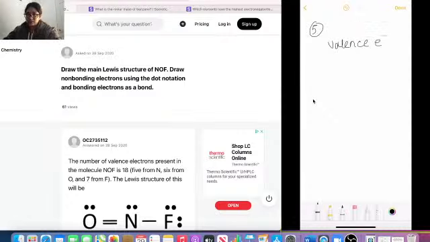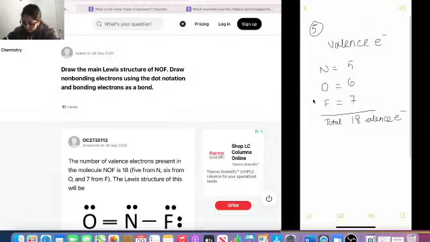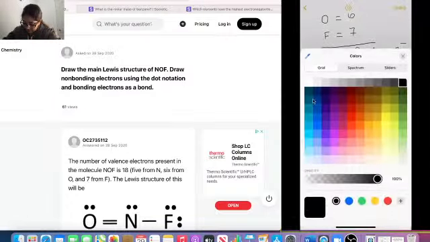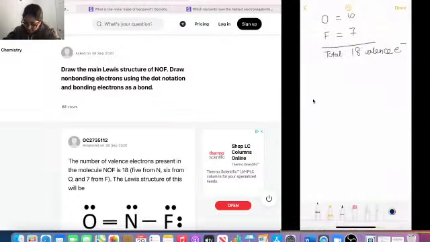Okay, so let's count the valence electrons for nitrogen. Nitrogen, as you know, has 5 valence electrons. Oxygen has 6. Fluorine has 7, right? And if you total that up, you have 18 total valence electrons. Okay, and so let's draw out the Lewis structure in this case for this compound.